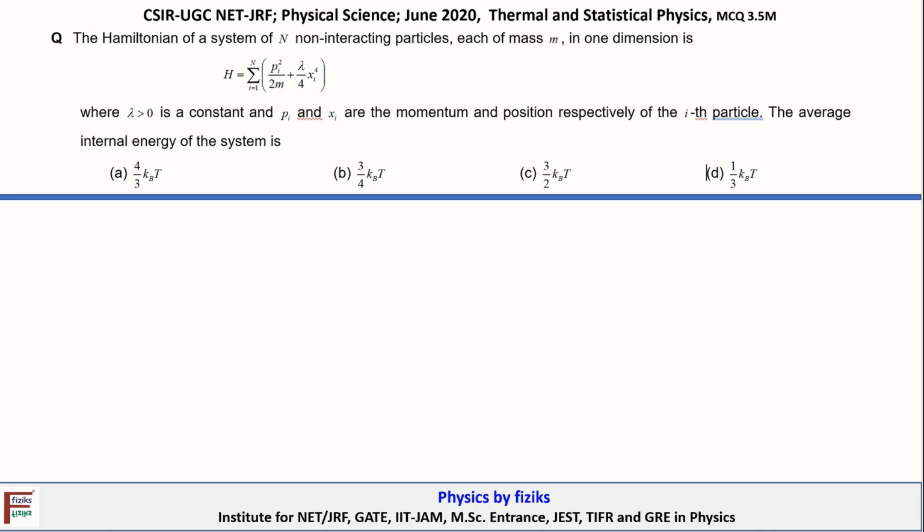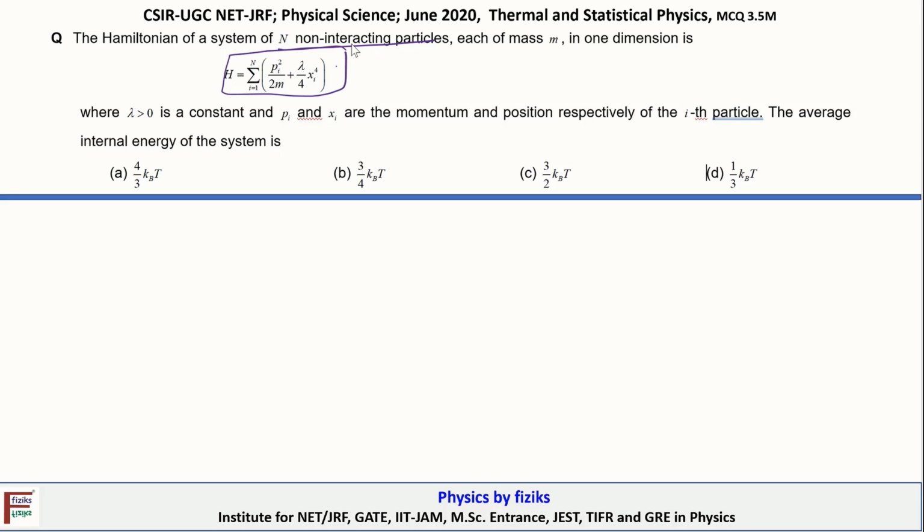Let's continue with the next question. The statement of the question is: the Hamiltonian of a system of N non-interacting particles. So we are given a system of N non-interacting particles whose Hamiltonian is given through this expression, in one dimension.